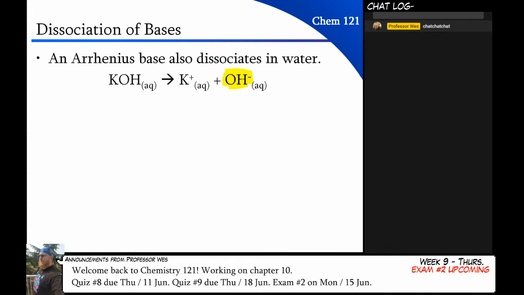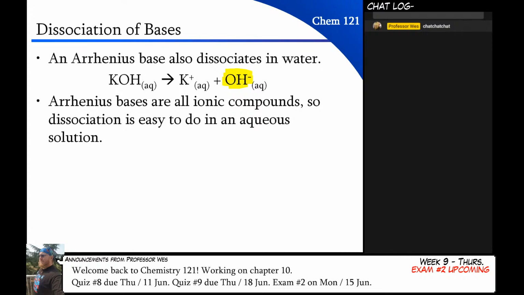So potassium hydroxide, which splits into potassium and the hydroxide ion, must be a base because it has OH minus in it. Arrhenius bases are all going to be ionic because in order to get OH minus, I need to pair it with something that's positively charged. And that positively charged thing will be pretty much any metal you can think of. Potassium, sodium, magnesium, calcium, etc. And they all have positive charges on them because they're all ions.